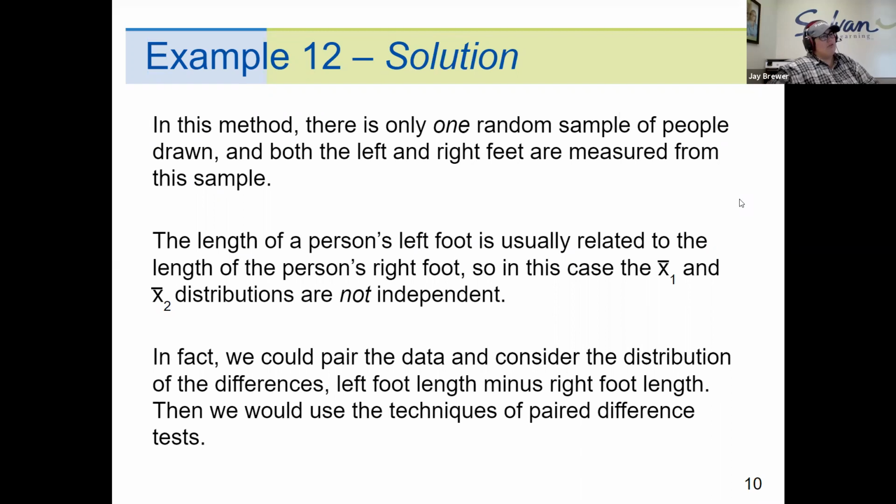In this method, there is only one random sample of people drawn, and both the left and right feet are measured from the sample. The length of a person's left foot is usually related to the length of the person's right foot. So in this case, the distributions are not independent. In fact, we compare the data and consider the distribution of the differences, left foot minus right foot. Then we could use the techniques of the paired difference test.